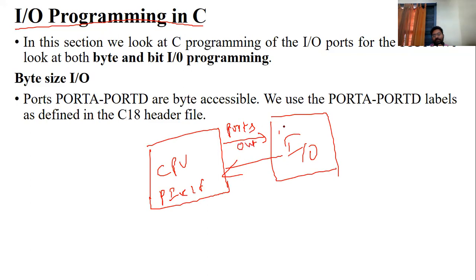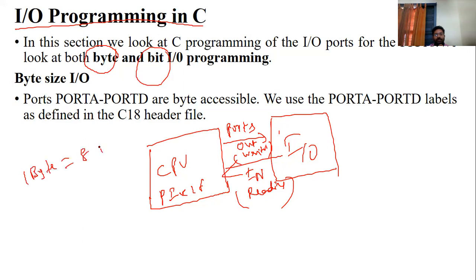That is writing. It may be an input port. Input is reading. Output means writing the information, and input means reading the information from the input output devices. You can send or receive the information in byte-wise form as well as bit-wise. One byte is equal to 8 bits.